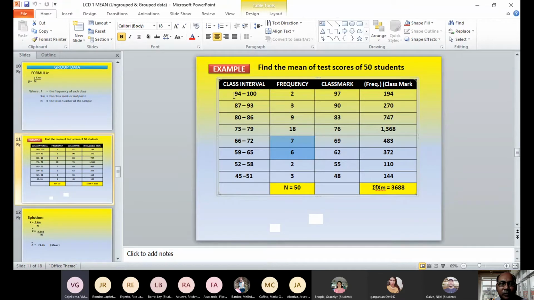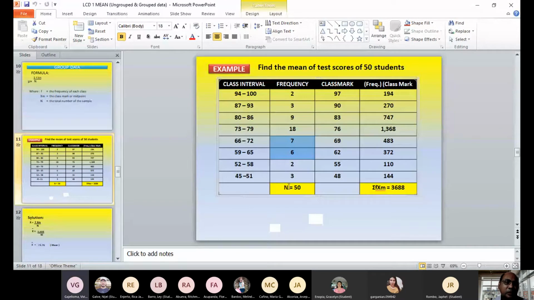Like for example, this one, 94, the next is 87. Minus 7 from 94 is 87. Minus 7 is 80. So, correct, the interval. Okay? Then, this is your f, frequency. So the total is your population.